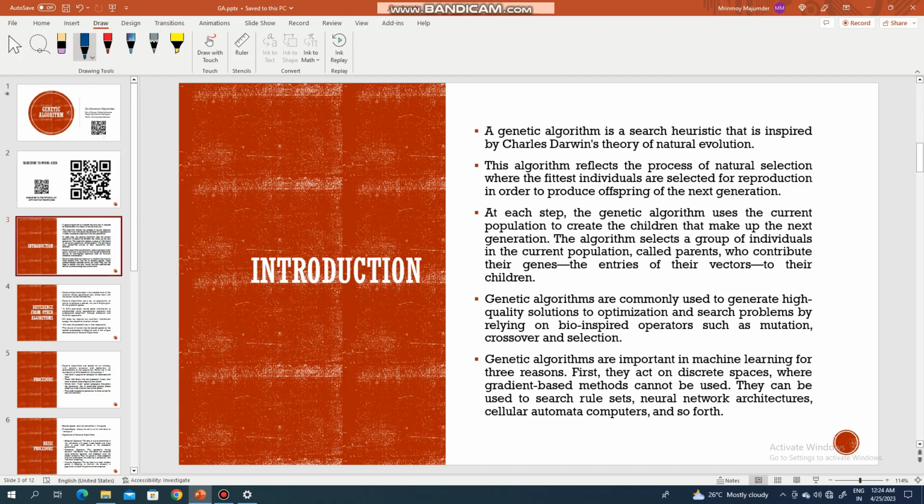So, as I have said, genetic algorithm is a heuristic that is inspired by Charles Darwin's theory of natural evolution, or the way genes are transferred from two different populations to a new population which has the characteristics of both of these populations, and also may have some new characteristics based on mutation.